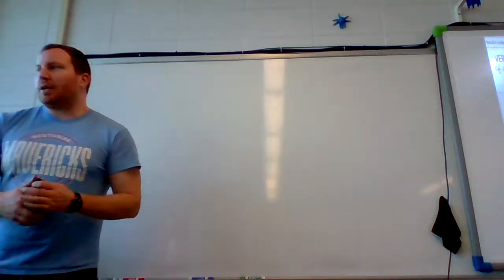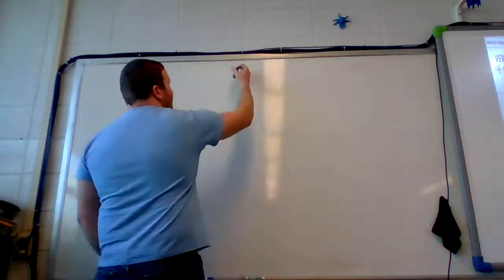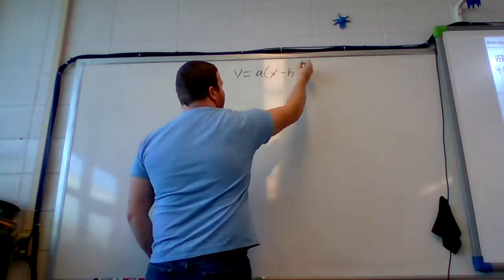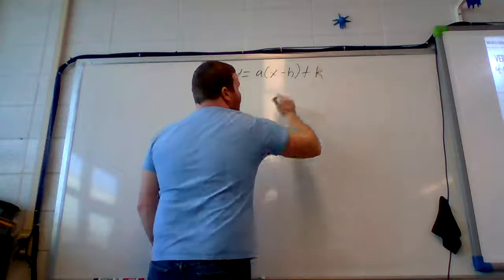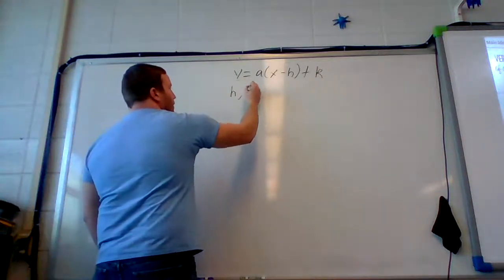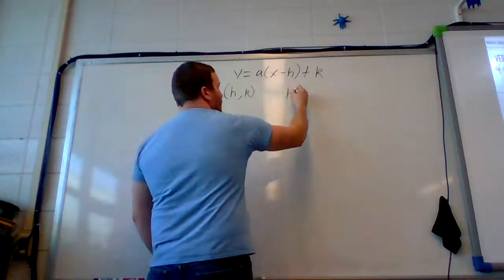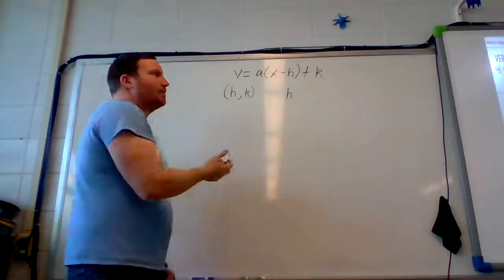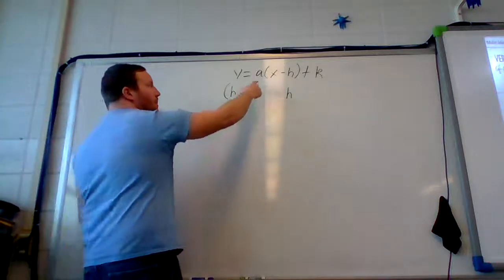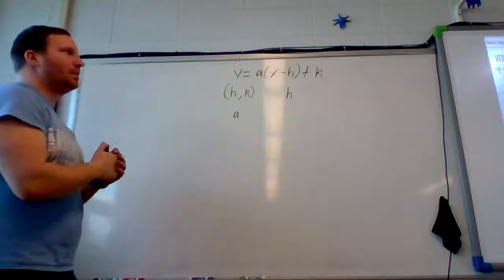All right, so today we're looking at vertex form. The vertex form of a quadratic function is y equals a times (x minus h) squared plus k, where h and k are the vertex and h is the axis of symmetry. And again, we can determine the width or the direction of the parabola based off of our a value. So there's our first lines.